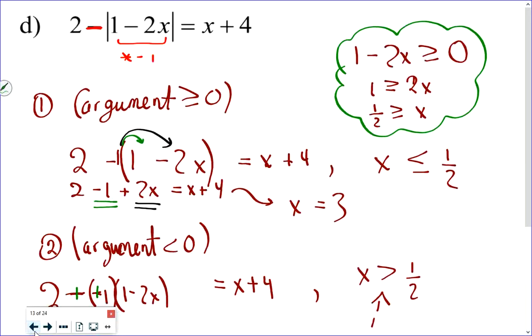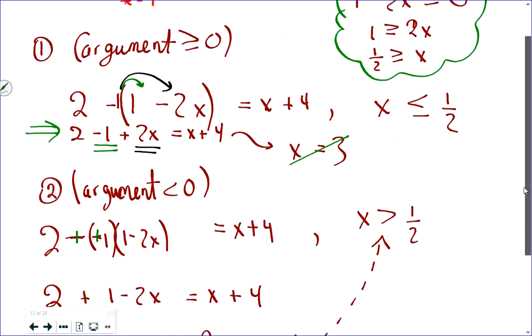So when I subtract x from both sides of this equation, I'm left with x on the left. When I subtract 1 from both sides, because 2 minus 1 is 1, I'm left with 3. X equals 3. Is 3 in this domain? No, it's not. So this is not a solution. There's no solution.